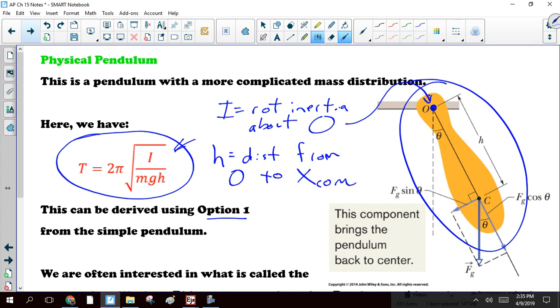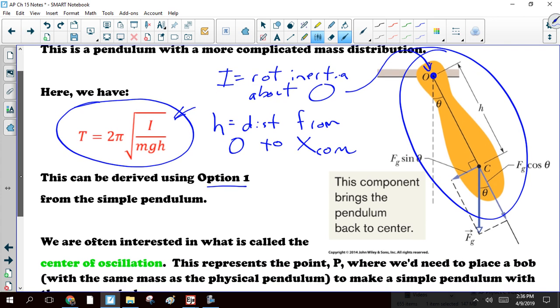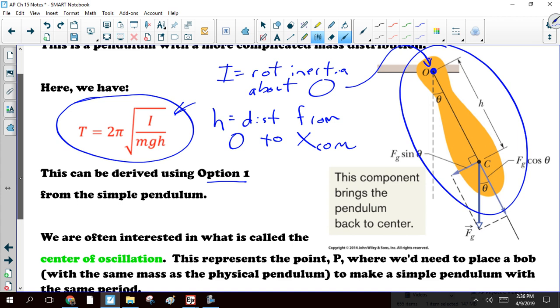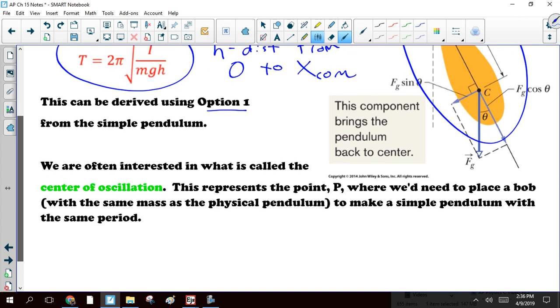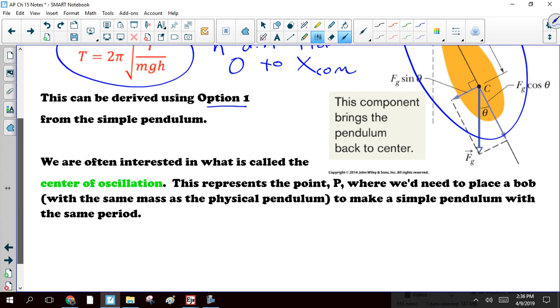It's the distance from O to your center of mass. It's kind of like the H in the parallel axis theorem. It's how far you're moving your axis of rotation from your center of mass. So that's how you find the period of a physical pendulum. And then sometimes you'd be interested in what's called the center of oscillation.